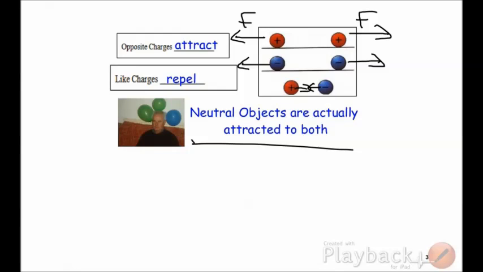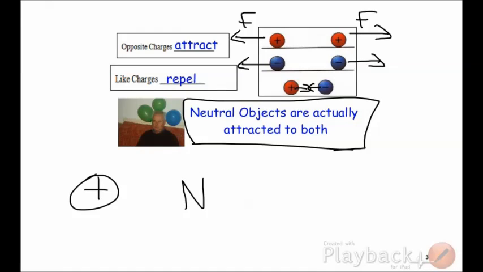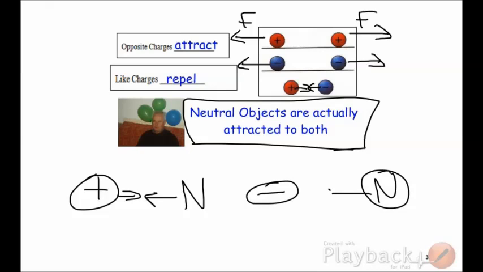Now neutral objects are actually attracted to both. So if I have a positive charge and a neutral object, they're going to be attracted to each other. Same thing as if I had a negative object and a neutral object. They're also attracted to each other.